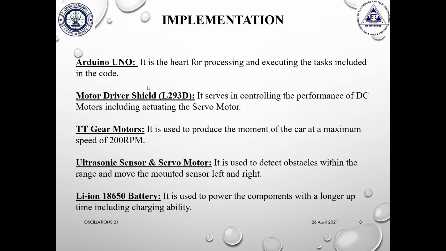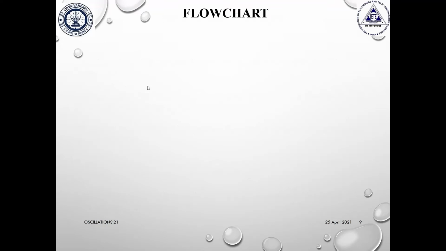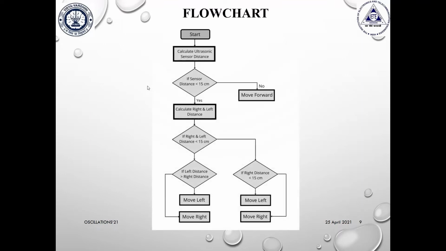And then we have the lithium-ion 18650 battery. Any batteries can be used as long as they meet the satisfactory criteria, but the reason we are using an 18650 battery is because it lasts longer and also has a charging ability, which is not available when you are using normal AA batteries. So along with that, now let us move ahead with the flowchart.